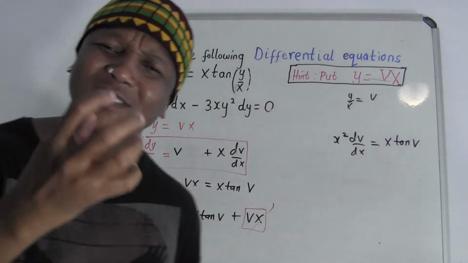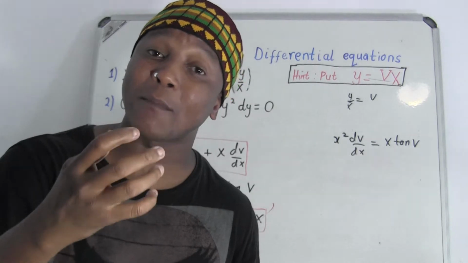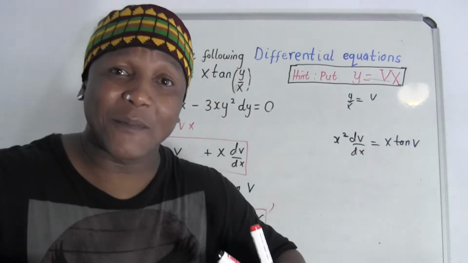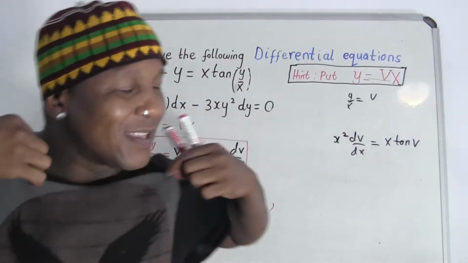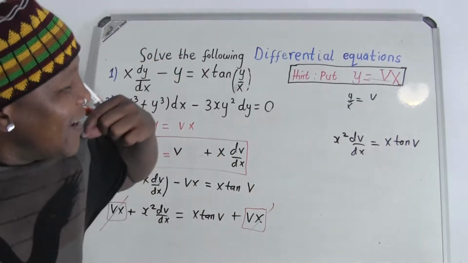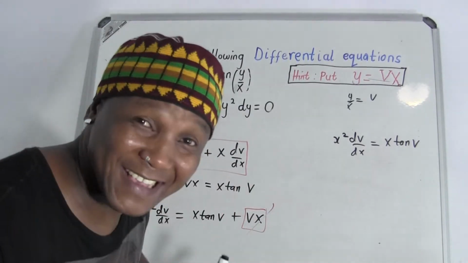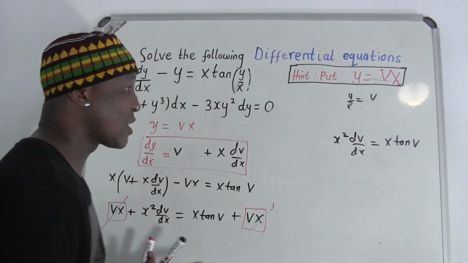Let me give you that secret, the secret that my grandma used to tell me. When you get this type of equation, you must first say easy. Easy. Easy. Easy, man.